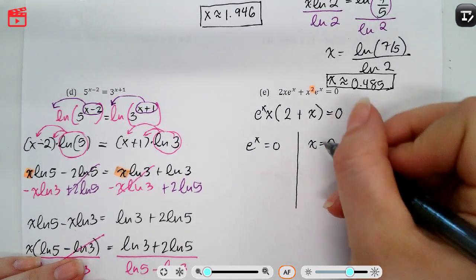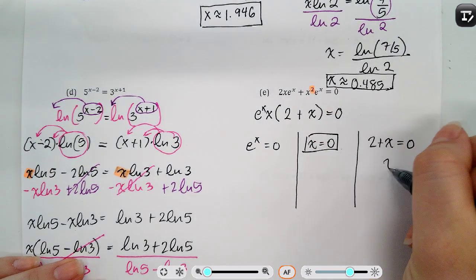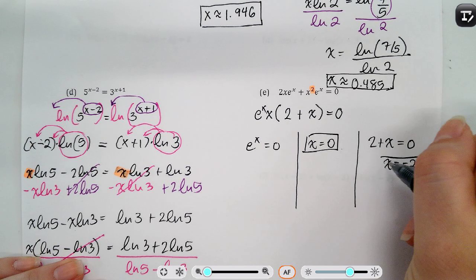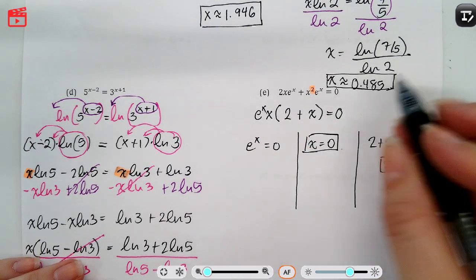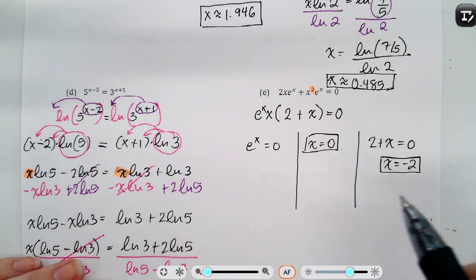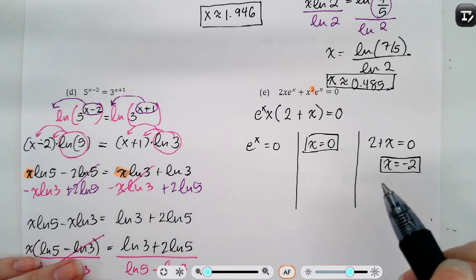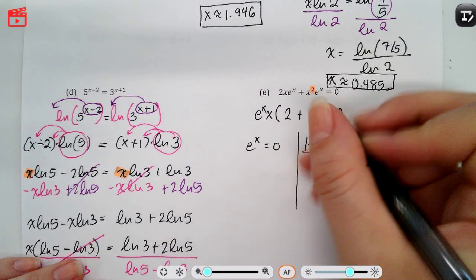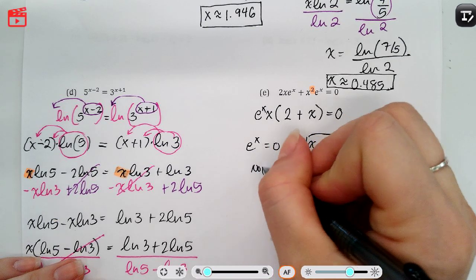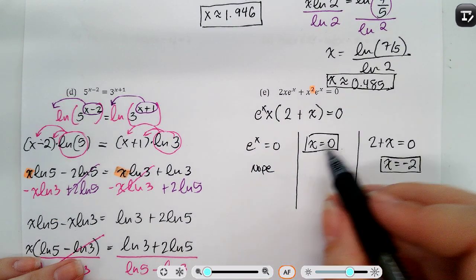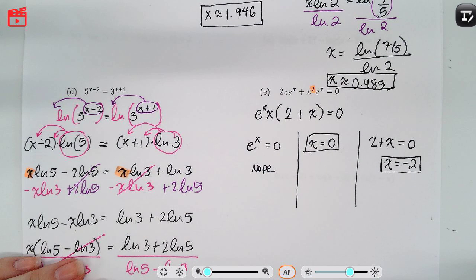So solving each of these, well, that's already solved. e to the x equal to 0. Can I raise e to any power and get 0? Nope, never going to happen. So we have two answers, x equal to 0 and x equal to negative 2.